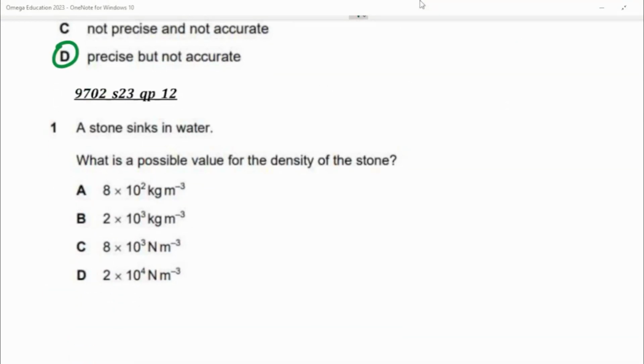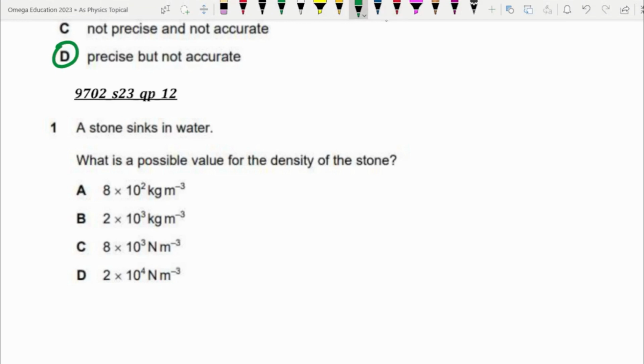Then we have the next one. A stone sinks in water. What is the possible value for the density of the stone? So first of all, density is measured as mass per unit volume. So it must have the units of kg per cubic meters, or the other unit that we prefer is gram per cubic centimeters. So C and D are out the window because they are measuring the density in terms of Newton per cubic meters, which would be force per unit volume, but density is mass per unit volume.